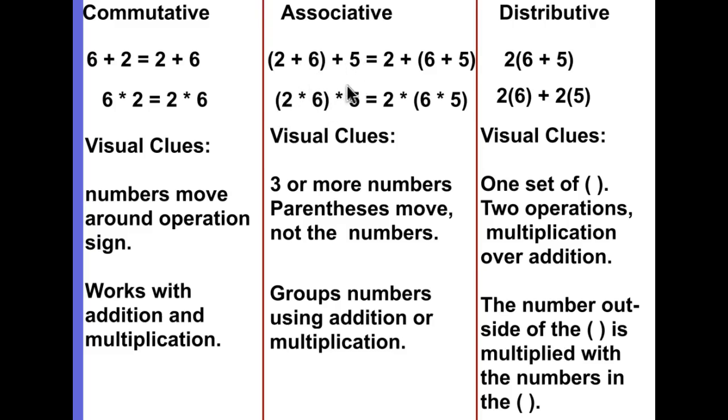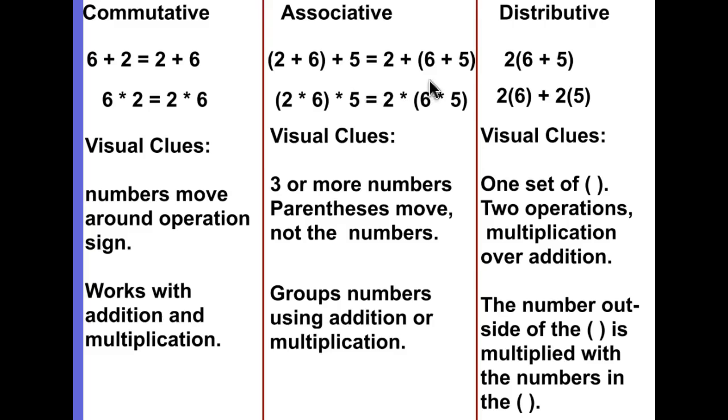2 times 6 times 5, 2 times 6 times 5. The only thing that's moving here are the parentheses. I'm grouping these differently. And visual clues: I have 3 or more numbers. The parentheses move, not the numbers. And group numbers using addition or multiplication.